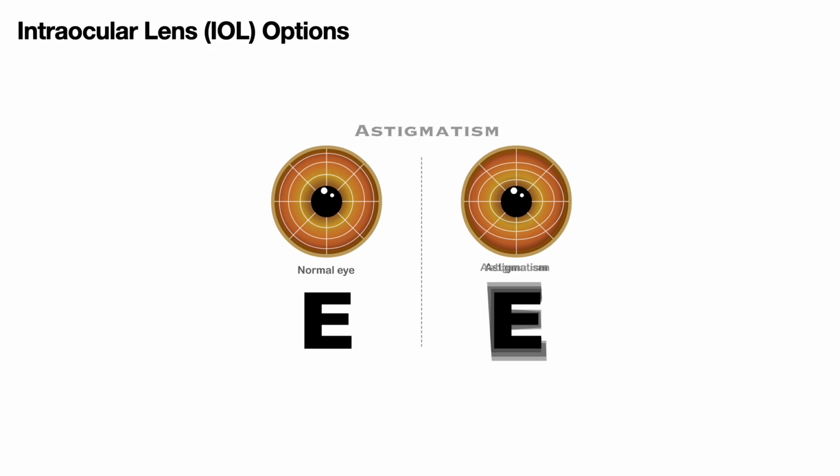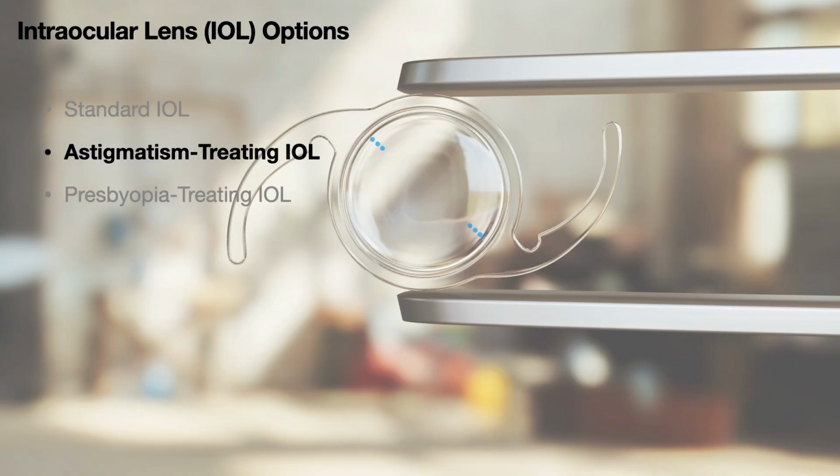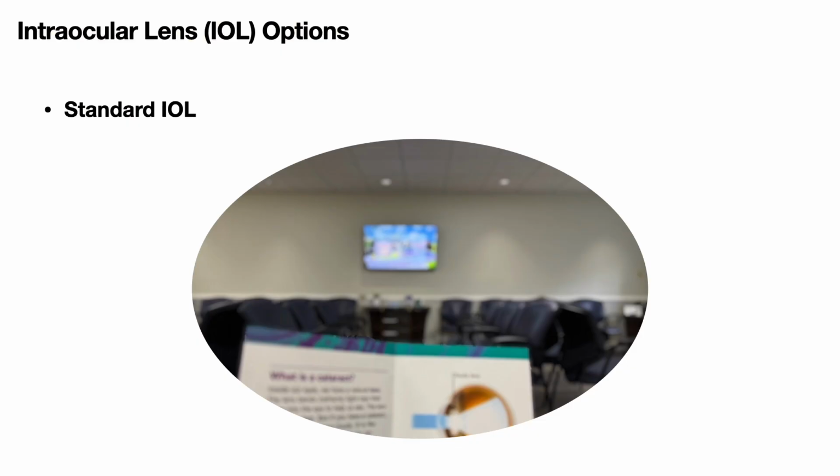Now, it's important to state that glasses and contact lenses can fix this astigmatism. However, for those that would like to be less dependent on glasses and contact lenses, the Astigmatism-Treating IOL or Toric IOL is an option. However, medical insurance does not cover this lens, so it is an out-of-pocket cost.